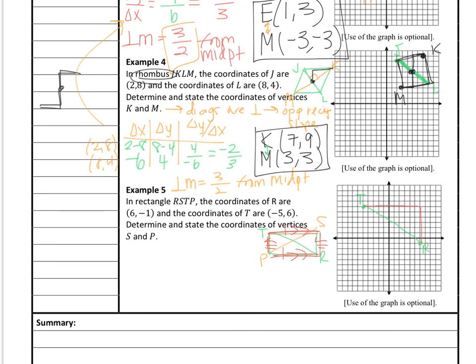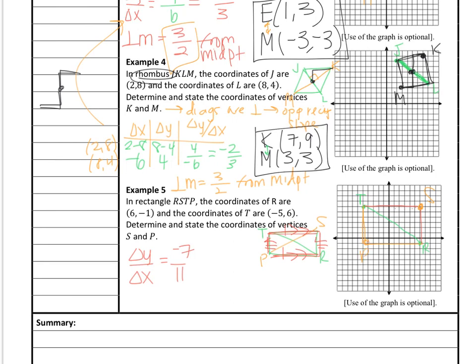So I'm going to change Y over change X. Over 1, 2, 3, 4, 5, 6, 7, 8, 9, 10, 11. So that's my change X. And then my change Y, I'm going down 3, 6, 7. So I want to do the same type of thing to get the opposite side. So I know that right now S is going to go here, but I have to go over 11, and instead of going down 7, I'm going to go up 7 to get P.